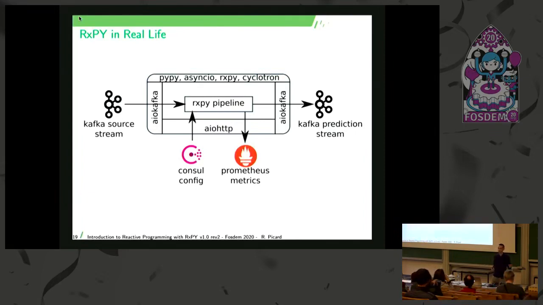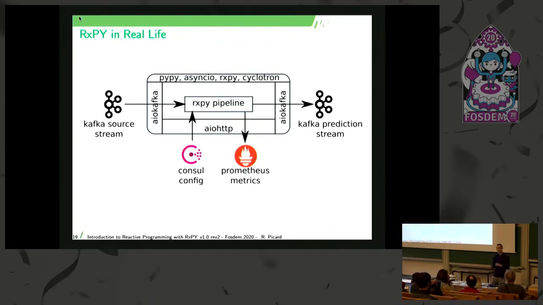So everything that we do, we read events from Kafka, we do some computation, and we write the result to Kafka. And we have many microservices that are chained together this way. On a typical deployment, we have our service that runs with RxPY for the computation part. It receives events from Kafka with aiokafka, so we have a Kafka consumer that is done with async I/O. It receives some configuration with Consul. Consul is a tool that allows dealing with configuration, and it's exposed via REST APIs.